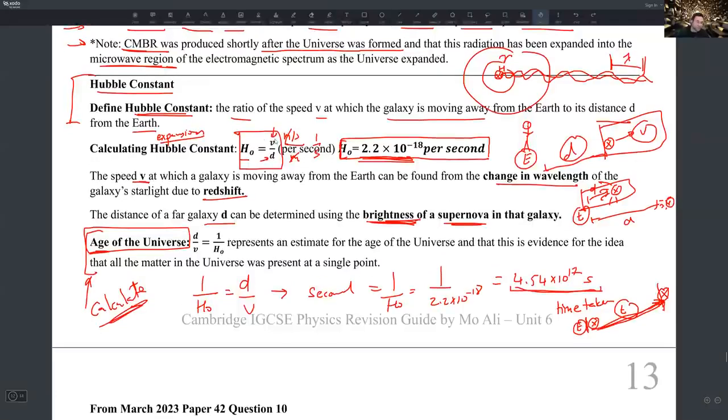How did we get V? Because this is a common question. How did we get V? From the change in wavelength due to redshift. How did we get distance? From the brightness of that supernova in that galaxy. When we divided them, we got H.